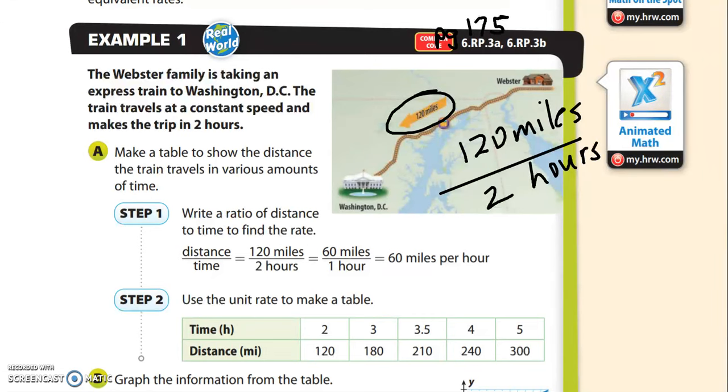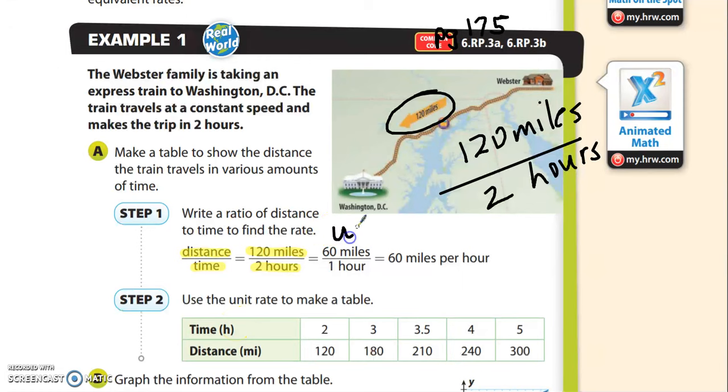So question A says, make a table to show the distance the train travels in various amounts of time. Step 1, write the ratio of distance to time to find the rate. They set it up as distance over time, and typically you always would do that. The distance goes first. So 120 miles, that's from the picture, takes 2 hours. And what you need to notice then is that that's not a unit rate.